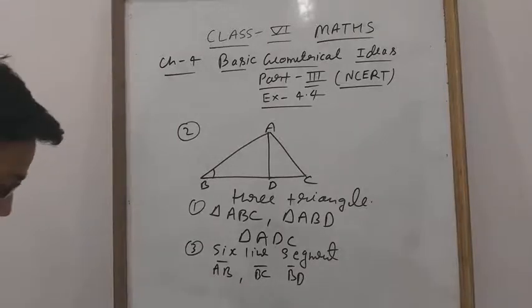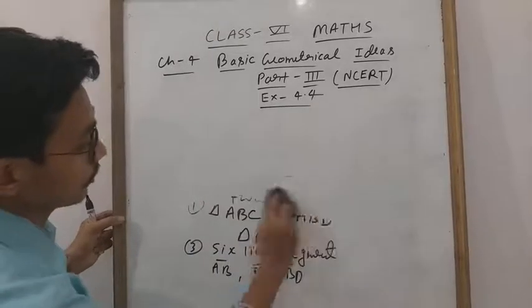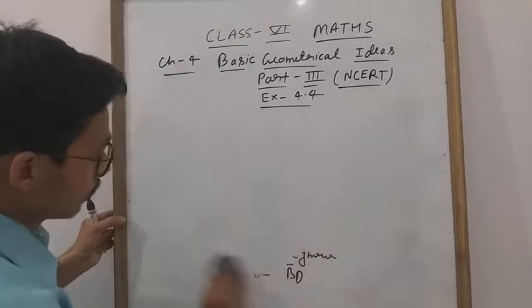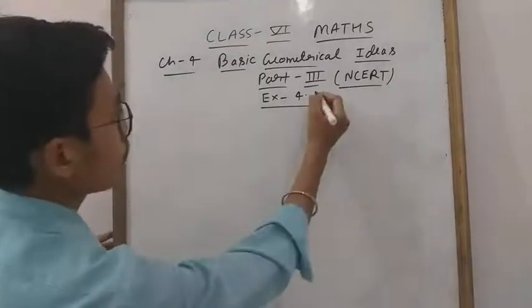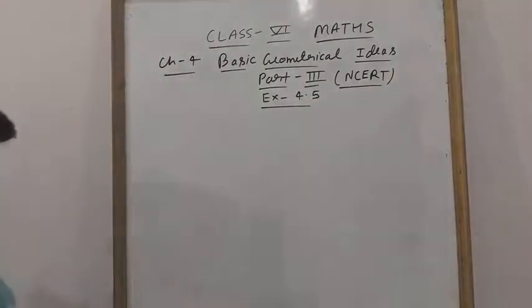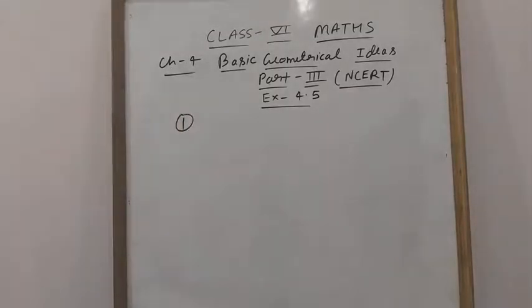Now come to 4.5. All questions are very easy, student. Clear? In the explanation I give all the solution. So you only have to focus and you have to solve. Now move to the exercise 4.5. Okay everyone? So in 4.5 the first question is given, student. Draw a rough sketch of a quadrilateral. Now it is given, student, quadrilateral. It is not defined. The quadrilateral is what?